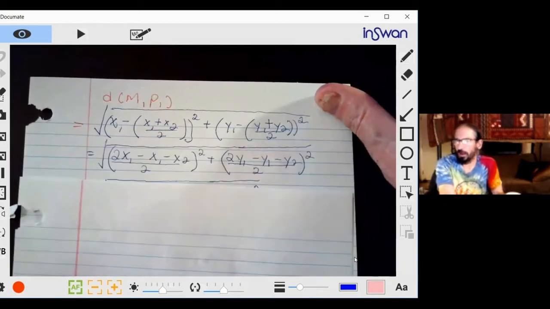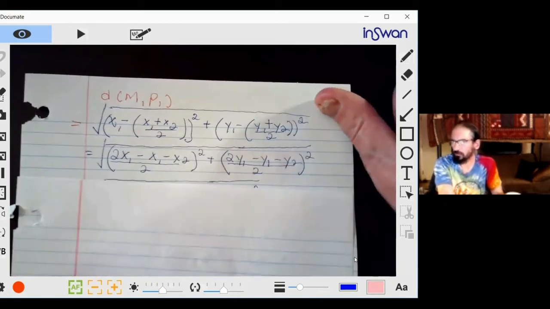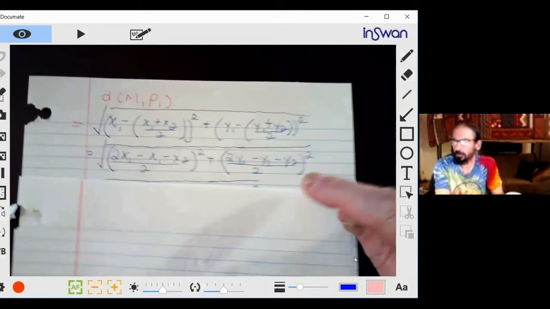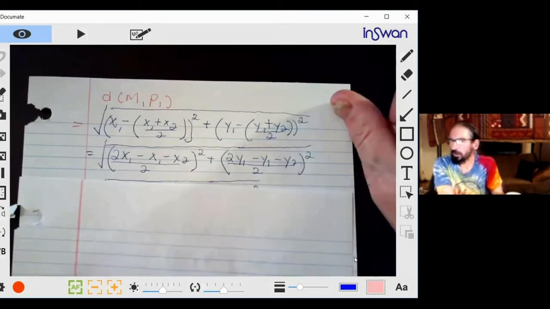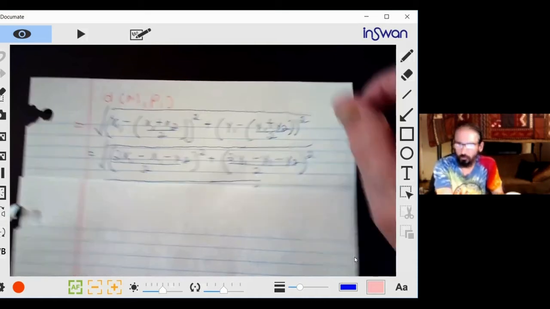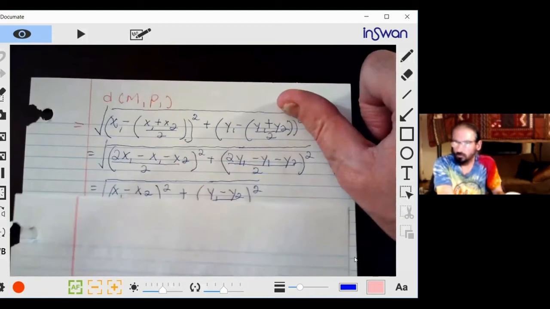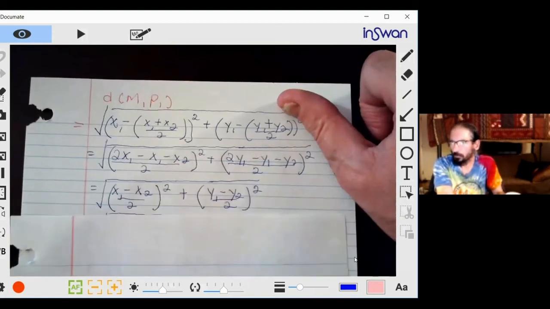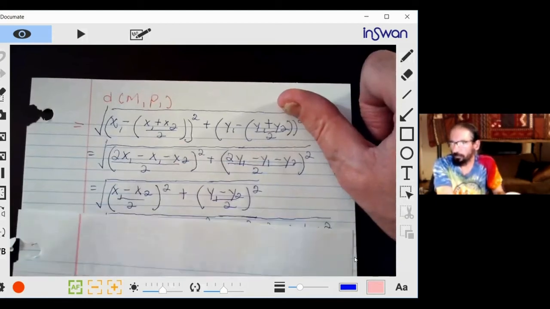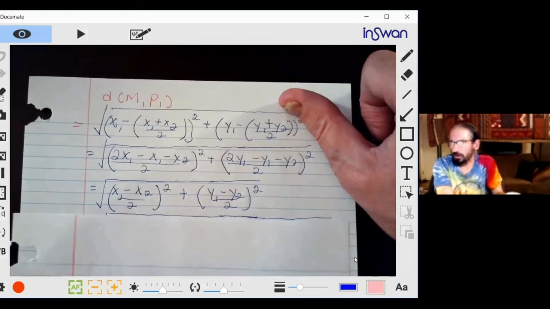So here's what we have where the x coordinates are and what we have where the y coordinates are over here. We can subtract like terms, 2x1 minus 1x1, and similarly over here with the y coordinates. So this is what we would have. And in fact, that would be enough right there.